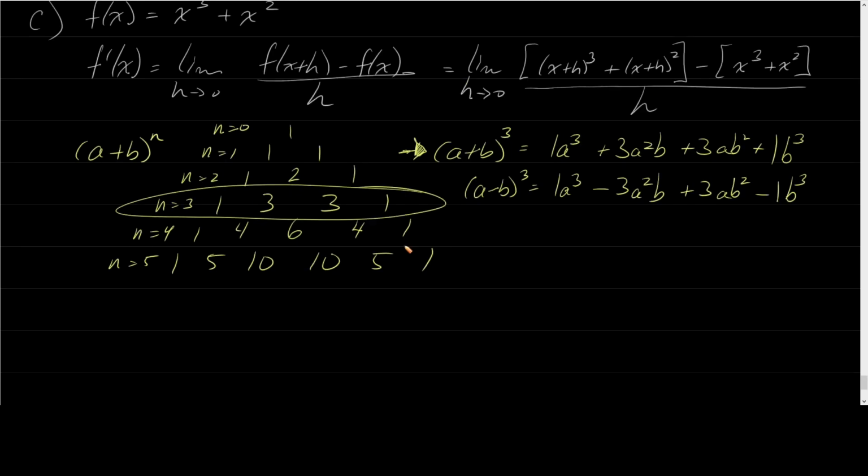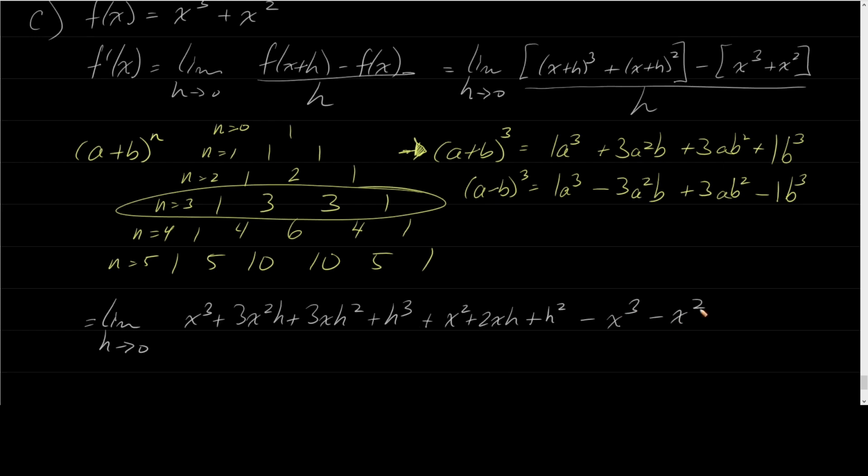So now let's continue with the limit. The limit now becomes the limit as h goes to 0 of, let's expand that numerator. So it's going to be x cubed plus 3x squared h plus 3xh squared plus h cubed, right? That was just using x and h's instead of a's and b's, plus (x plus h) squared, which is x squared plus 2xh plus h squared, minus, distribute that negative, so minus x cubed minus x squared, and all of this over h.